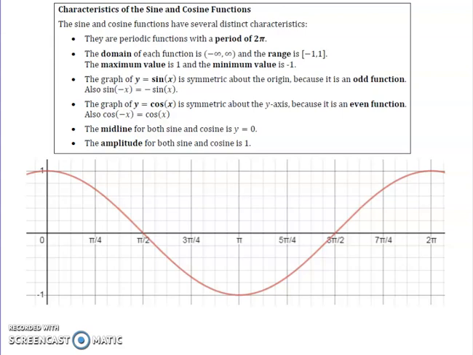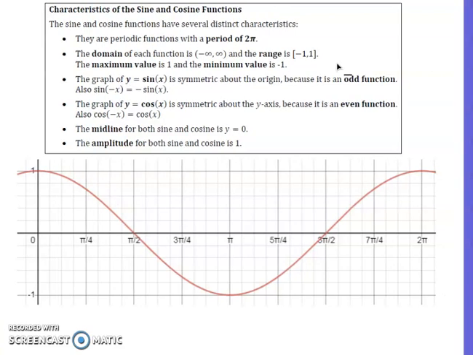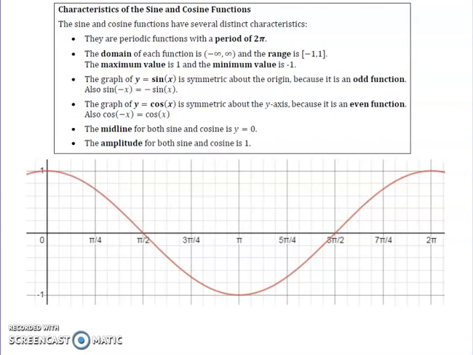In standard position, our midline for both sine and cosine is y equals 0. A midline is just the center of your graph, speaking vertically. If I sketch out my midline for this graph, it is going to be on my x-axis. And the reason it's on my x-axis is because I would go 1 unit to get to the peak of my hill and 1 unit to get to the base of my valleys. So that midline is right in the middle of your graph, in between your hills and your valleys.